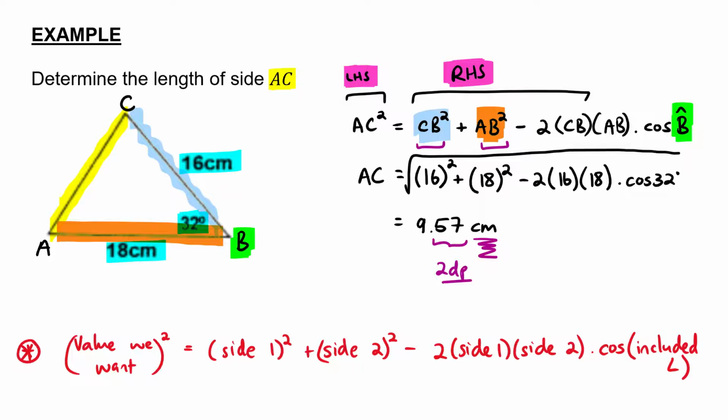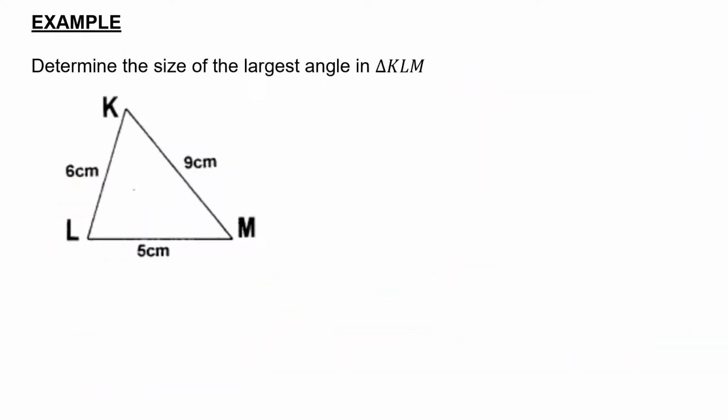And that's basically how the cosine rule works, where side 1 and side 2 correspond to the sides that are next to the angle that's included. Let's have a look at an example whereby we need to figure out the size of an angle rather than the size of a side when using the cos rule.